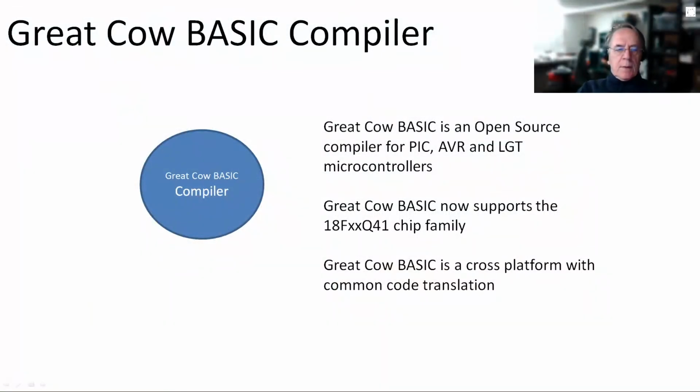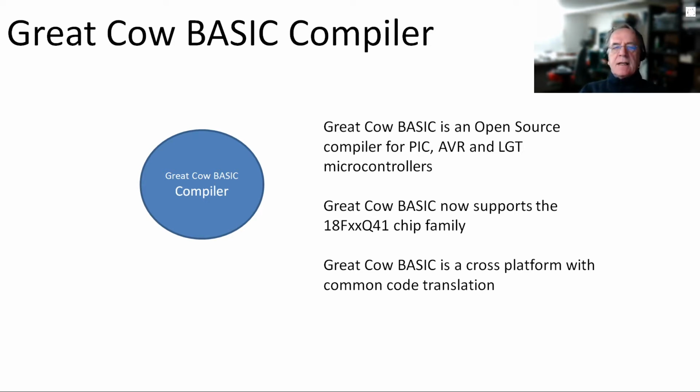So let's have a look at what the Graphical BASIC compiler is. Invented by Hugh Constantine in Australia when he was 13 years old. It's been around a very long time, and it's now an open source development for Microchip PIC, Microchip AVR, and LGT, so that's Logic Green Technologies of China. They're 8-bit microcontrollers. We've now enhanced it to support the 18FxQ41 chip family.